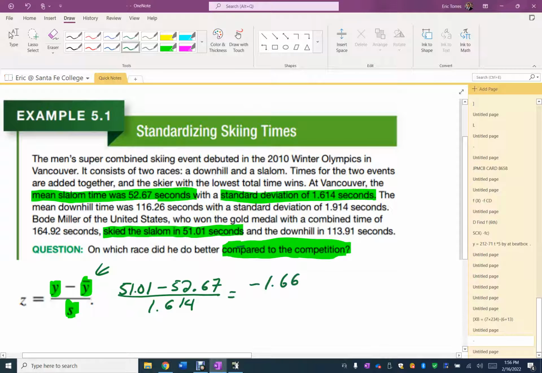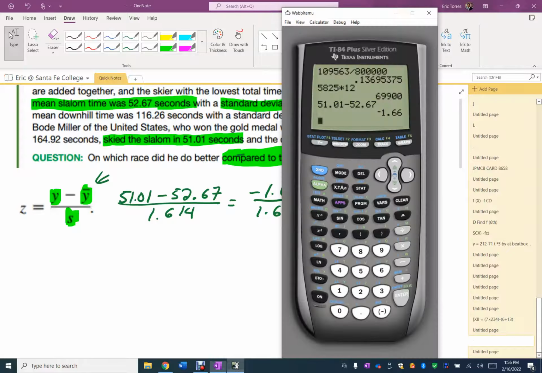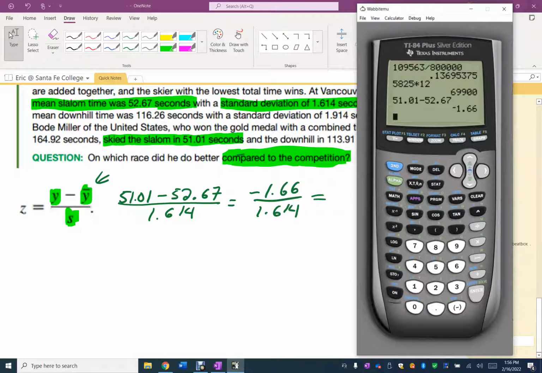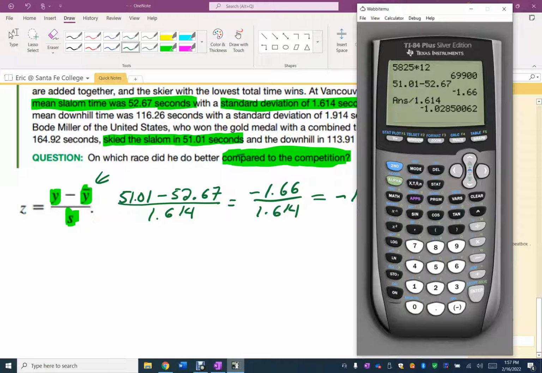That gives negative 1.66 over 1.614. And the fact that it's negative means his value is less than the average, which makes sense because you're trying to go faster. You want to have your speed faster, which means less time than the competition. And we're going to divide that by 1.614. And that's the z-score we're looking for. I'm going to just round this to the thousandths place, so negative 1.029, approximately.